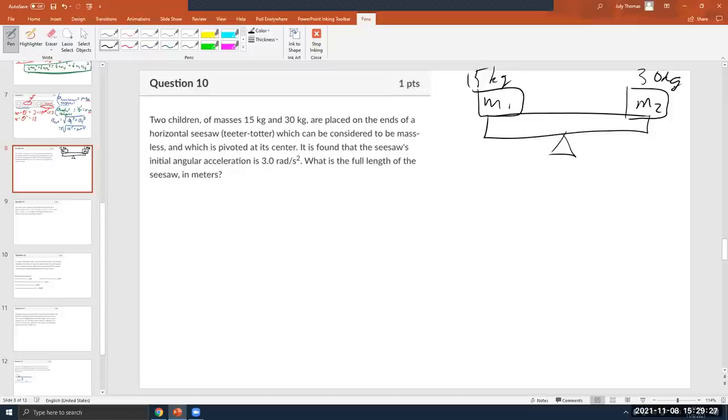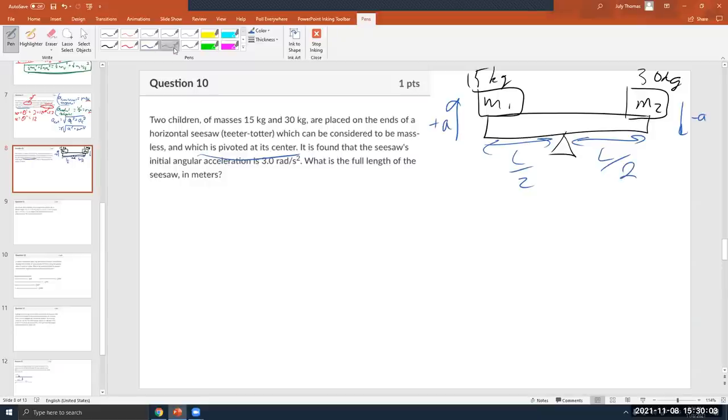And they'll each have an acceleration. You could probably guess which one will go up and which one will go down. The lighter child will move upward, so that'll be a positive acceleration. The heavier one will move downward, which gives it a negative acceleration. They're going to have different magnitudes for their accelerations. Now, not given in the problem, well, they actually do tell us, that this thing is pivoted at the center. So that means that they're both located a distance L over 2 from the center. In other words, this is a standard playground seesaw.